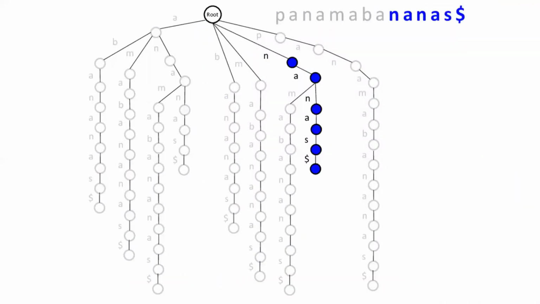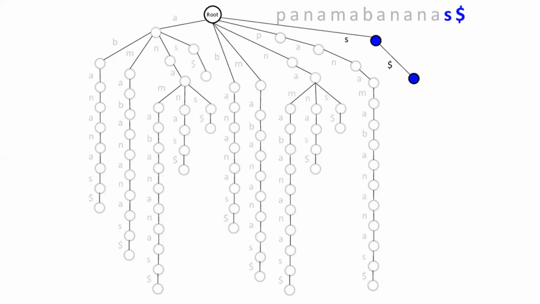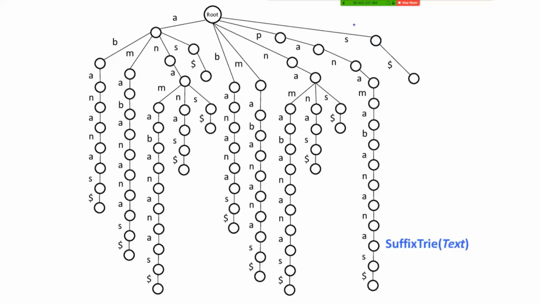I'm adding every suffix of this. Whenever there's a shared branch, I just reuse that shared branch. The $ sign is a special symbol that I need to add to mark the end of the text. It marks the leaf node, just tells me where the end of the genome is. Let's say the end of the genome was AB.